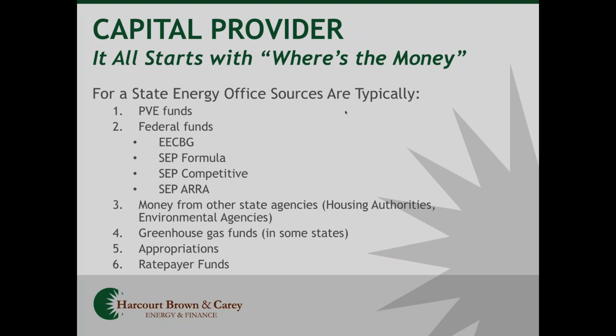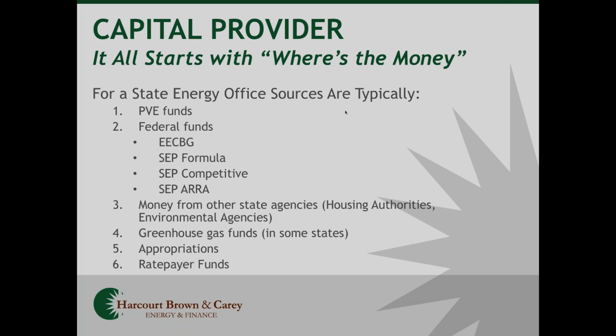When you think about financing, the first thing you really need to think about is the capital provider. In other words, where's the money? And if you're a state energy office, typically what we see is that there are state energy offices that are still using petroleum violation escrow funds, PVE funds, various types from over the years. We see various types of federal funds: EECBG, SCP formula, SCP competitive, SCP ARA money.